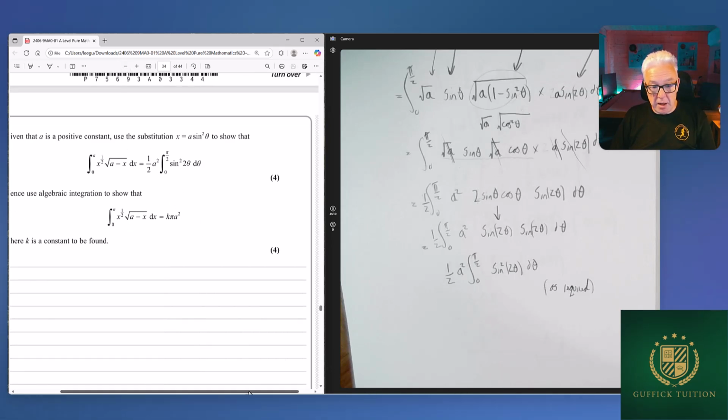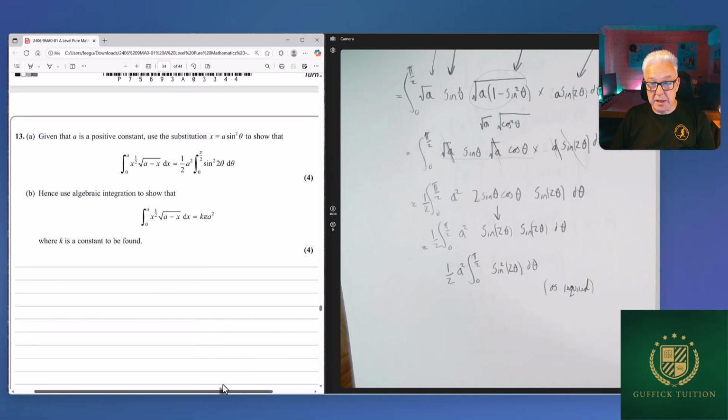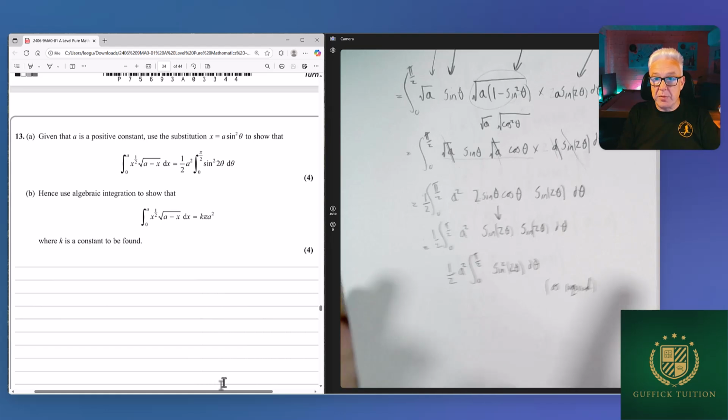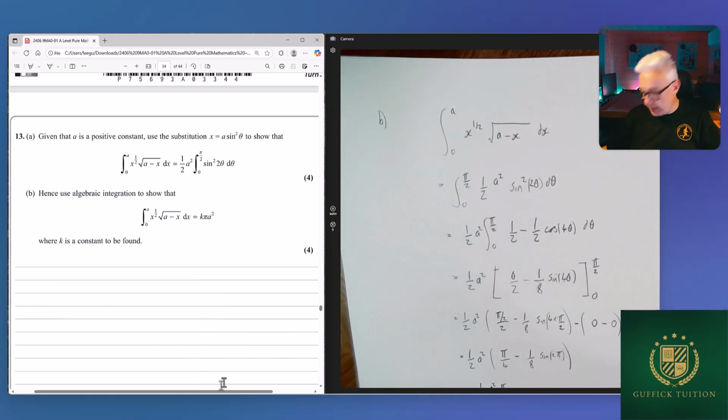Now, as I say, I do not think that was at all easy. Definitely a big jump up in terms of level of difficulty compared to how this paper's been so far. So that's definitely a tricky substitution question for part A. Let's hope that part B is somewhat nicer.